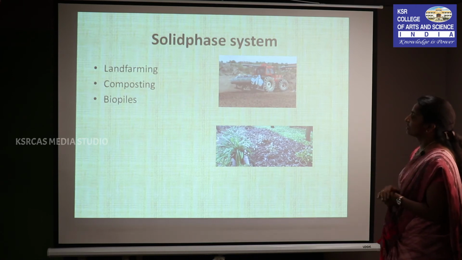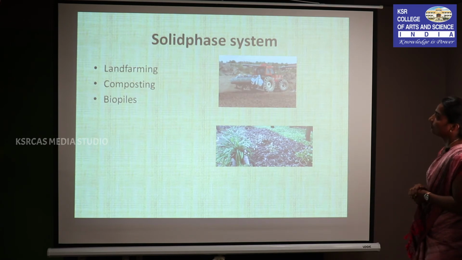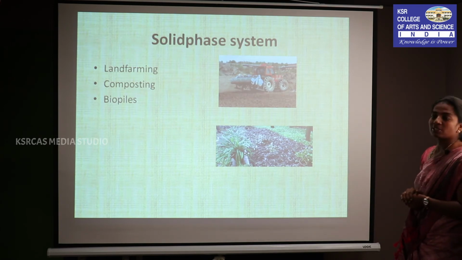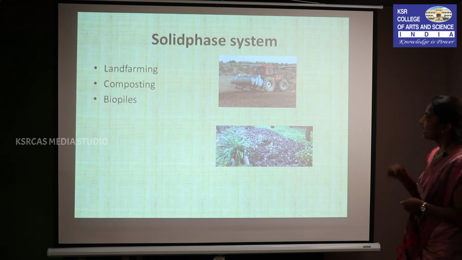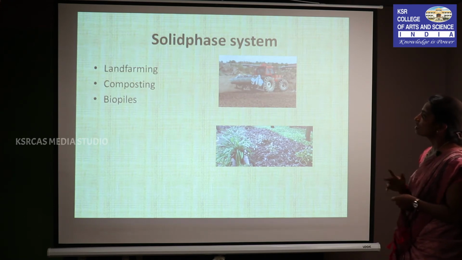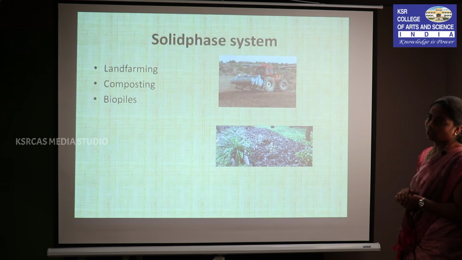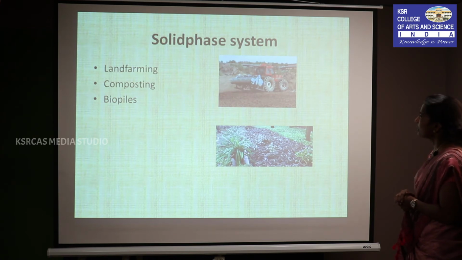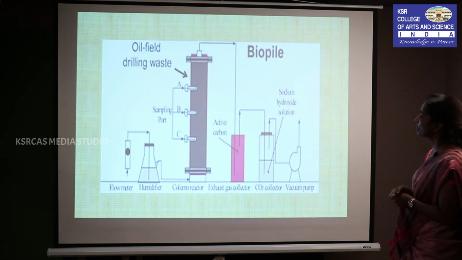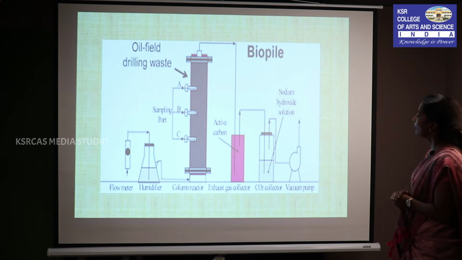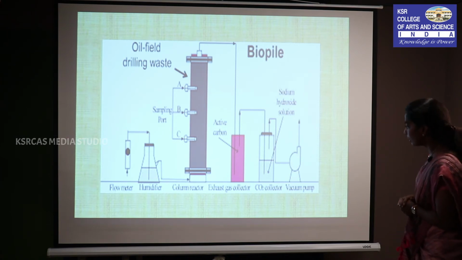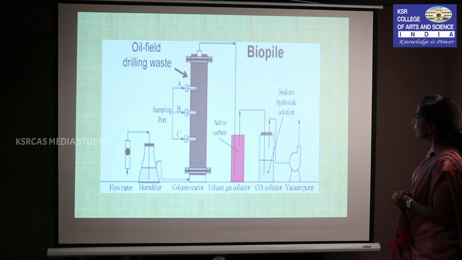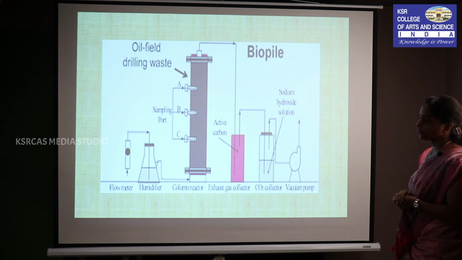Then biopiles. In biopiles we can remediate petroleum hydrocarbon pollutants. Here we should supply oxygen and nutrients to the microorganisms. This is the picture representation of a biopile. Here these hydrocarbons will be remediated by using microbes with the help of oxygen supply and nutrients to the organisms.